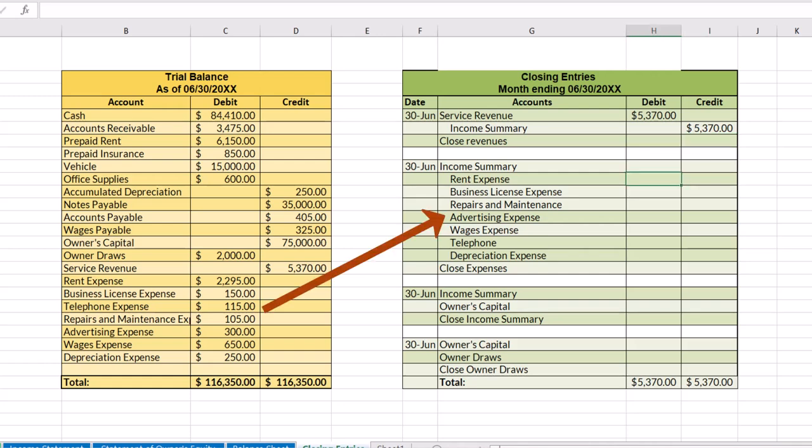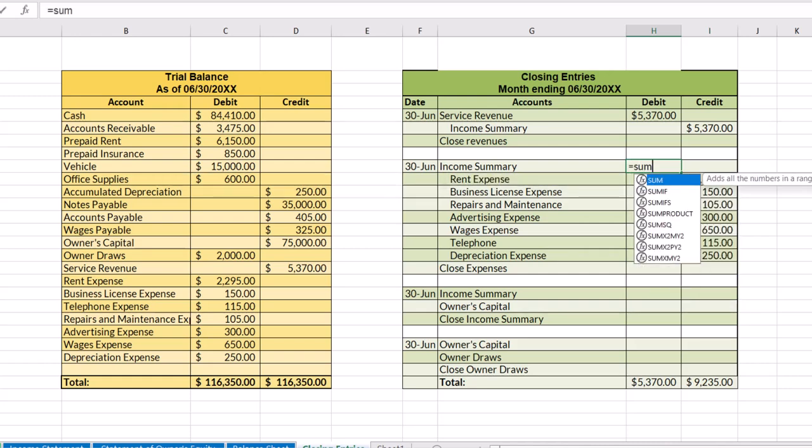Now I'm going to close all of my expense accounts. Well, my expense accounts all have a normal debit balance, so that's going to require a credit entry. So I'm going to close rent expense, business license expense, repairs and maintenance, advertising expense, wage expense, telephone expense, and my depreciation expense. Now all of my expense accounts have a zero balance, and I'm going to send all of those expenses to income summary with a single debit entry. So I'm just going to say, what's the sum of all of my expenses? And that gives me my debit entry for income summary.